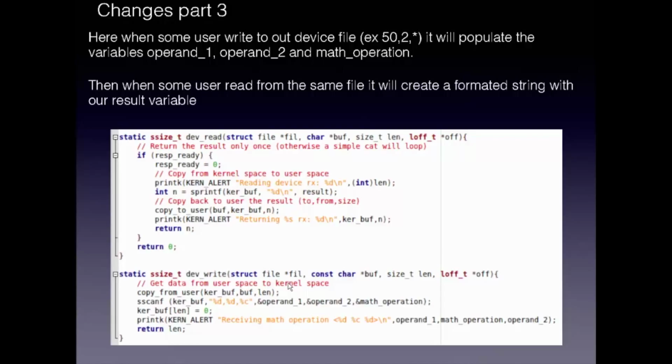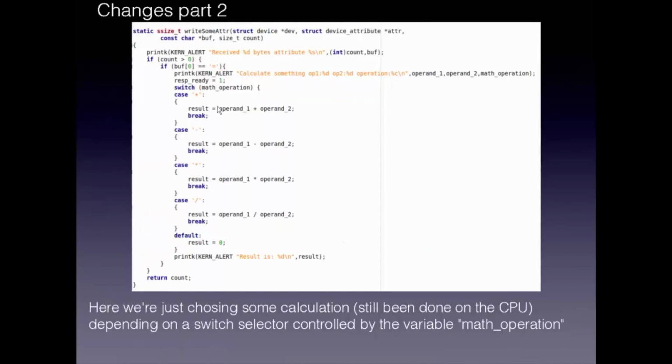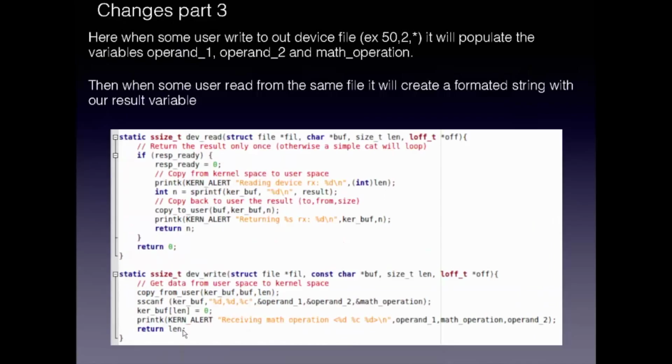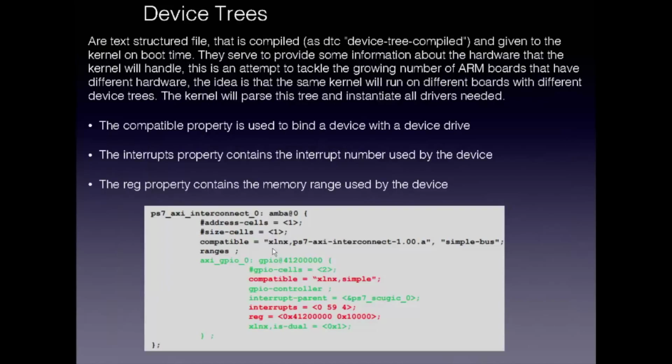In the case of the write, it is not that complicated, it is simple as well. We just get the string that the user passed to us with the copy from user. Then we use the function sscanf to parse this string. So here actually we put, for instance, 52 and the asterisk for the operation, and by the way, this is going to be used here. Then after that we have our result.